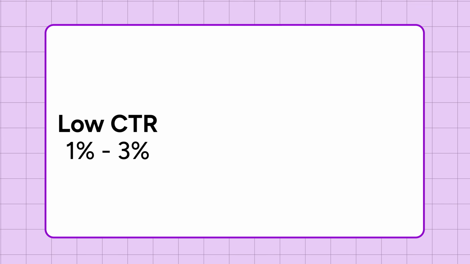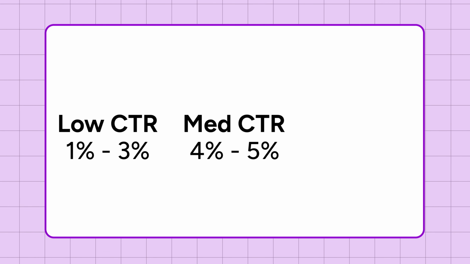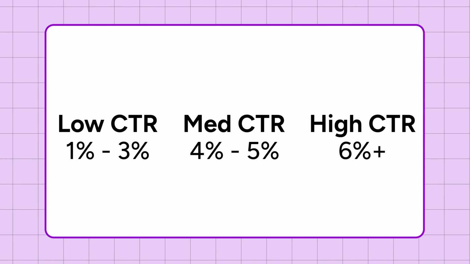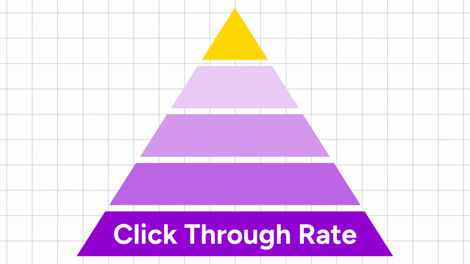Now, a low click-through rate is around 1 to 3%. A medium click-through rate is 4 to 5%, and a great click-through rate is 6% or greater. The reason click-through rate makes up the base of our pyramid is because it is the first interaction point between a viewer and our content. It is really important because if this part of our pyramid is broken, nothing else matters.